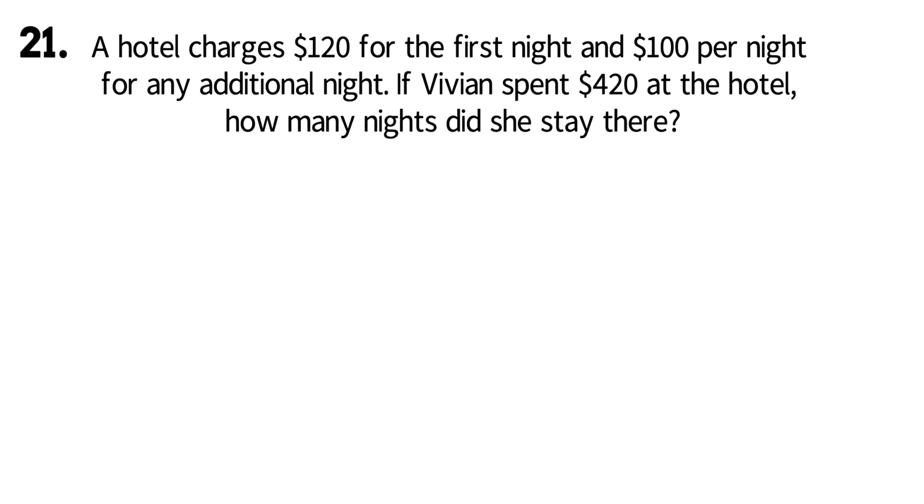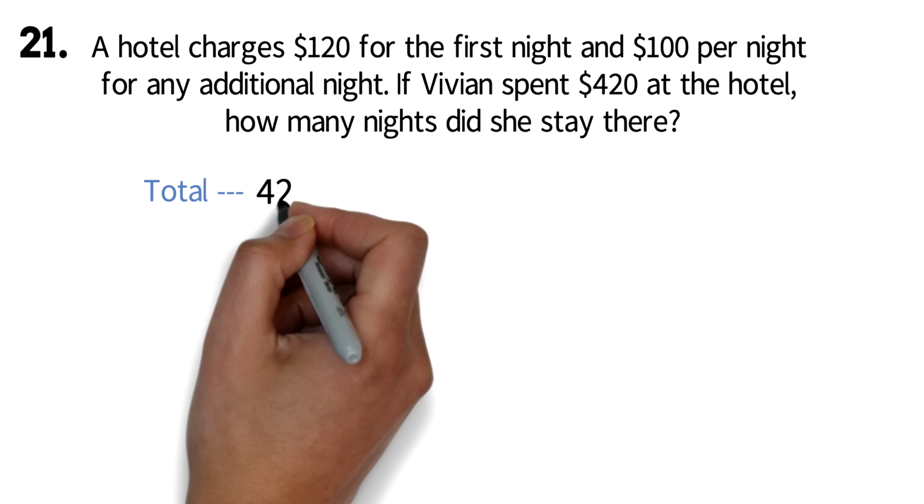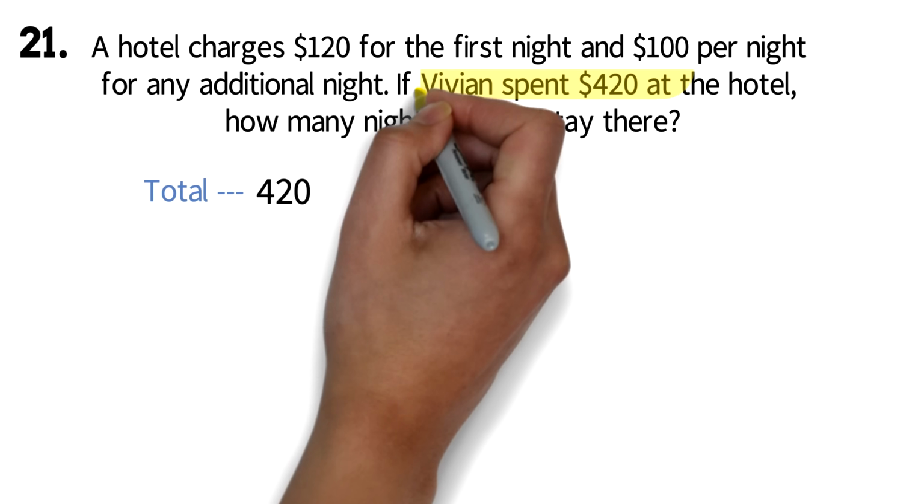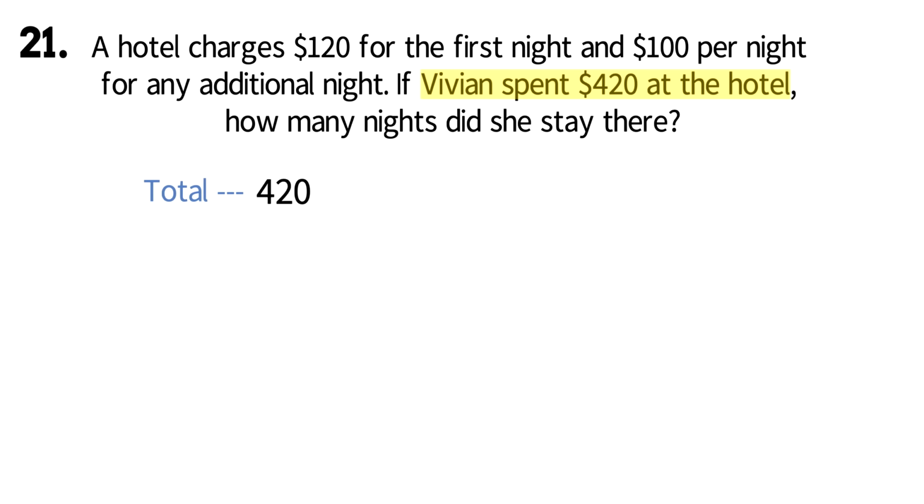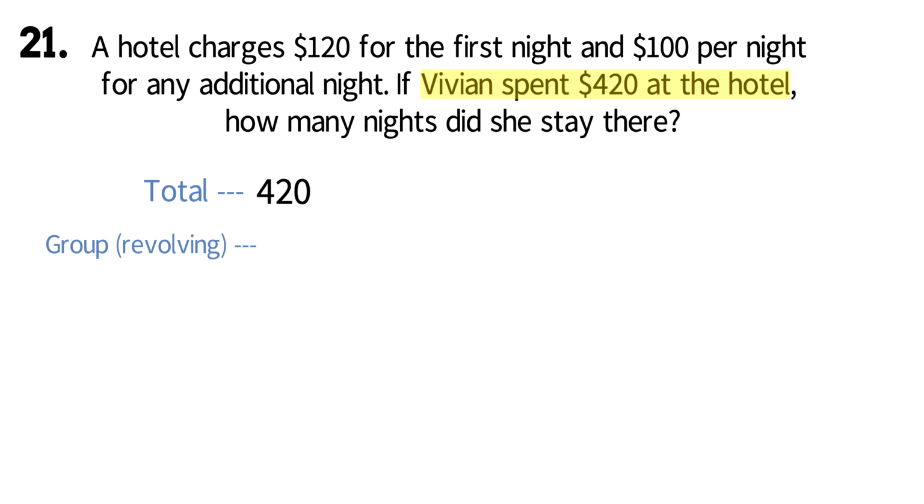I call it the revolving. So again, we will have our total. Here, the total is $420. This is the total amount of money Vivian spent at the hotel. The group, which we are calling the revolving, is the value that keeps happening, usually per day or per hour or something like that is with it.